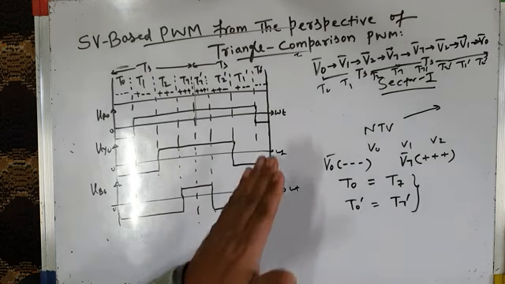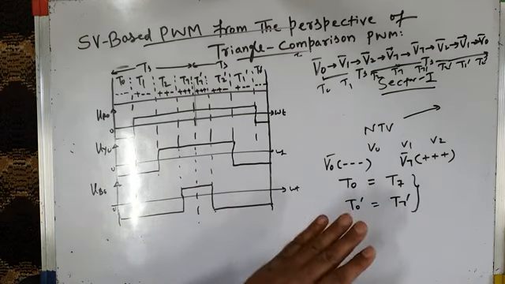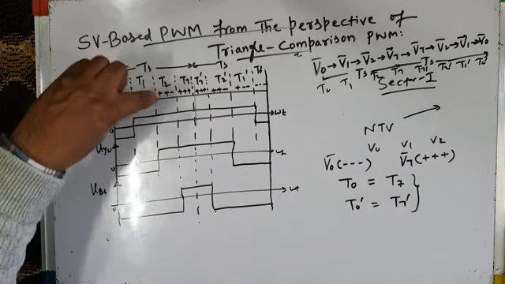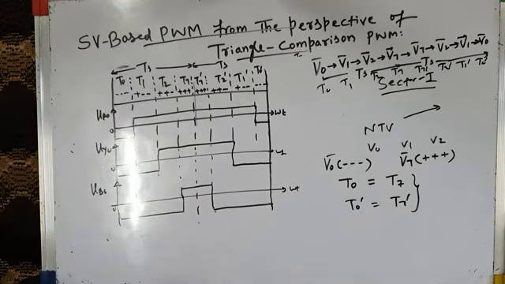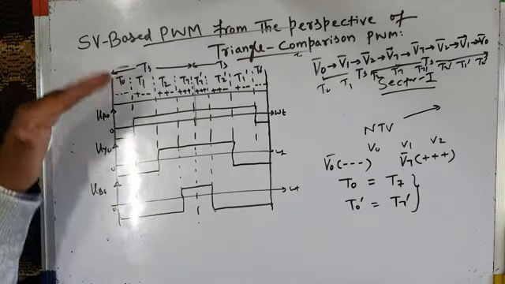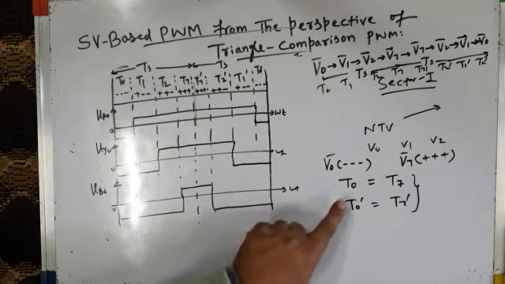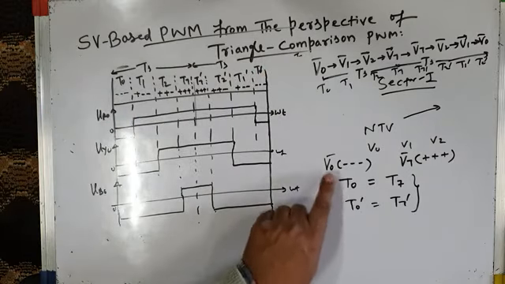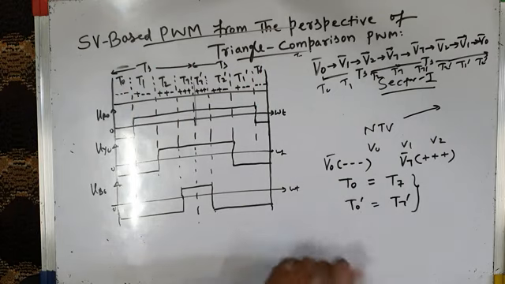Whereas the sine triangle comparison based approach will also give the same switching sequence. But in that case, T0 will not be equal to T7 and T0 dash will not be equal to T7 dash. The question is, can we use triangle comparison where we can have a modulating wave in such a way that it also produces the same switching sequence as the space vector based approach, and simultaneously gives us equal dwell times for null vectors? That means T0 is equal to T7 and T0 dash is equal to T7 dash. Is it possible? The answer is yes, it is possible.